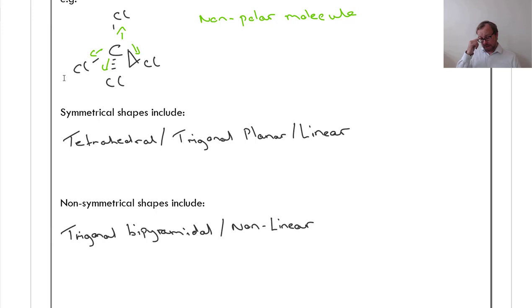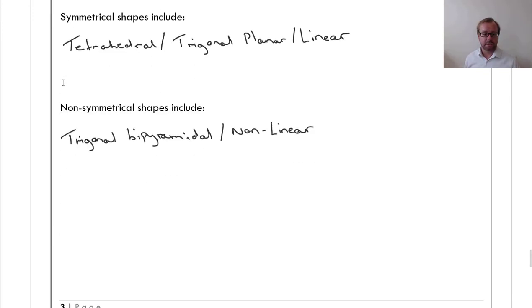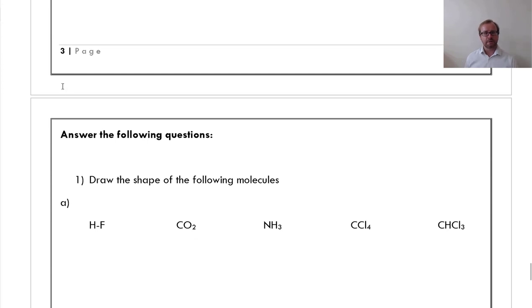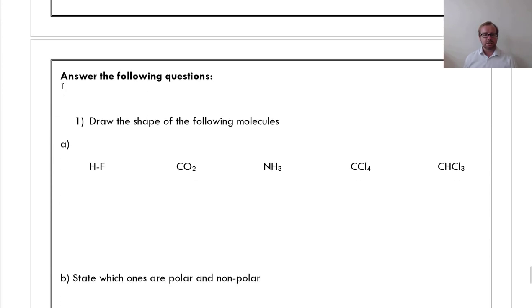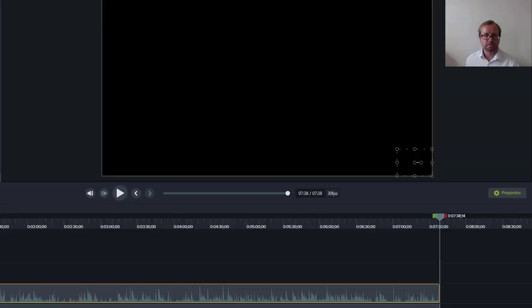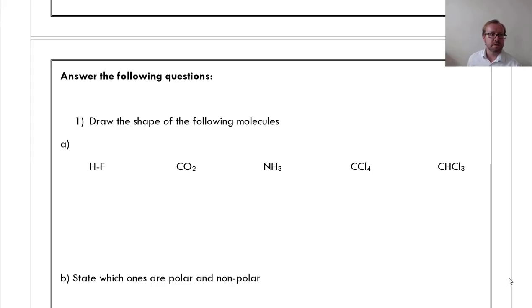Okay, so next, you are going to answer the following questions. Draw the shape of the following molecules: HF, CO2, NH3, CCl4, CHCl3. State which ones are polar and non-polar. And then, just as a bit of recap, draw a dot and cross diagram of N2H4 and determine whether it is a polar or non-polar molecule. Okay, so let's go through the answers quickly.